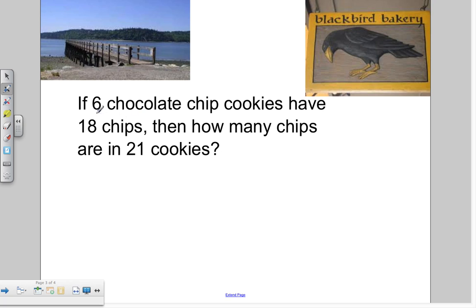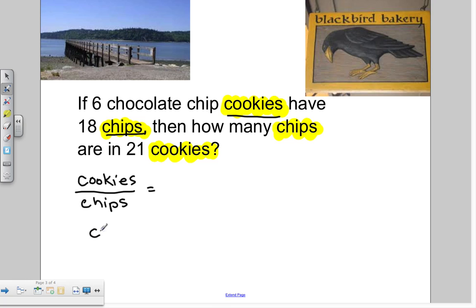Okay, so we're talking about if 6 chocolate chip cookies have 18 chips. I'm actually going to use my fun highlighter. 6 chocolate chip cookies have 18 chips, then how many chips are there in 21 cookies? Okay, so I'm talking about 2 different things here, chips and cookies. So I need to make a little key for myself. I'm going to tell myself I need to do cookies on the top and chips on the bottom. Okay, you could have done chips on the top, cookies on the bottom. It actually doesn't matter. They can both work either way.